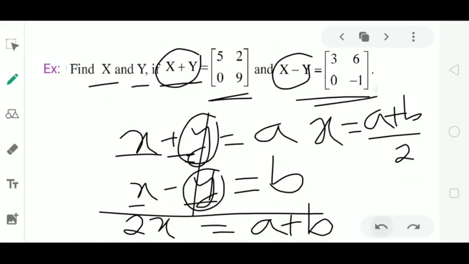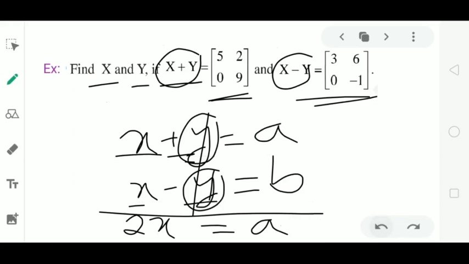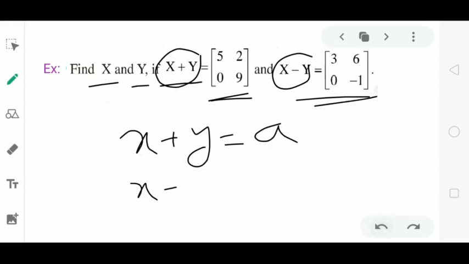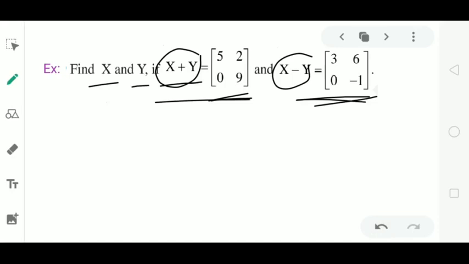Similarly, in this example also, to find the unknown matrices X and Y, we have to solve these two equations. How do you solve? Here we have the coefficient of Y as 1 and the coefficient of Y in the second equation as minus 1. If I add these two equations, then I can easily cancel Y terms and I can find the matrix X. So let us add these two equations.